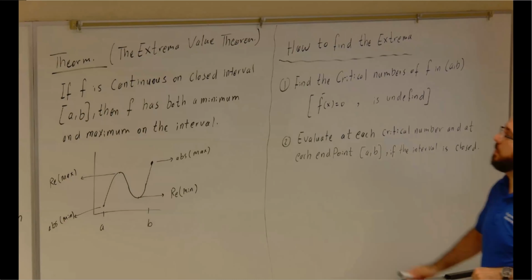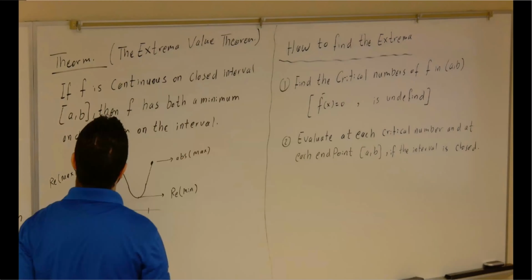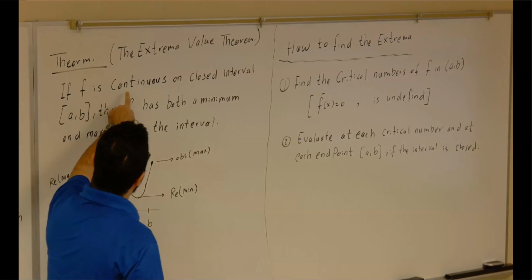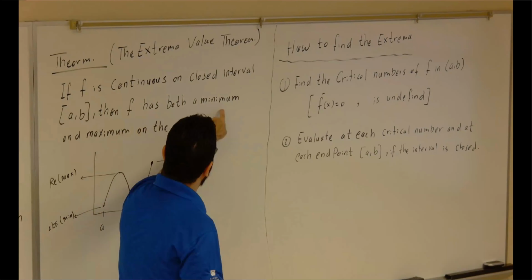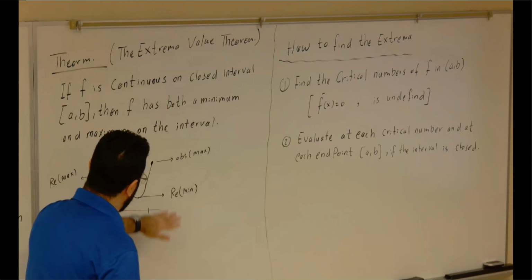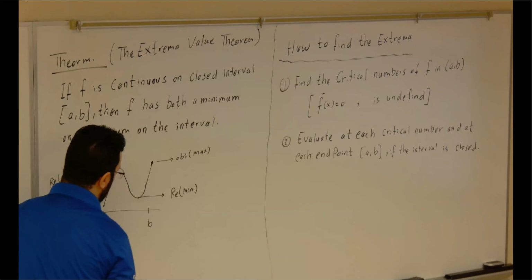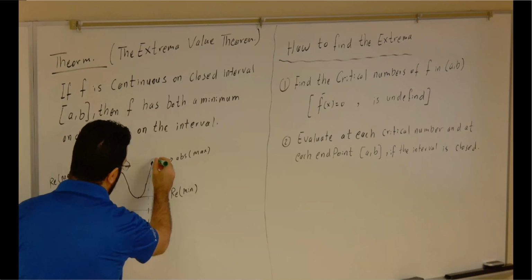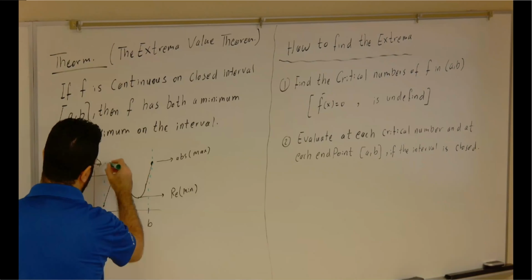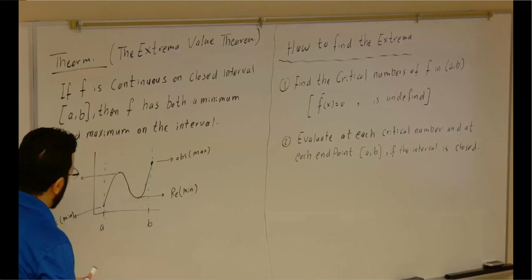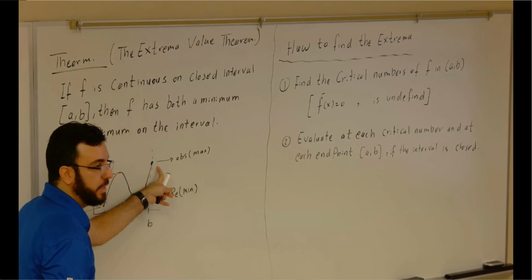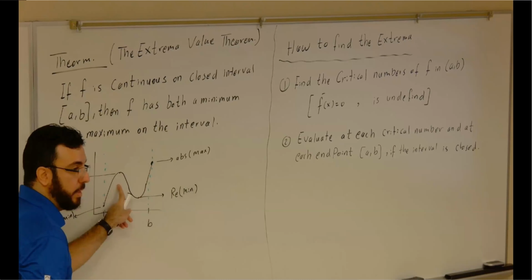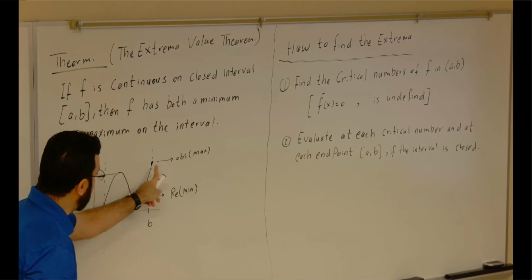So the extreme value theorem. If f is continuous on a closed interval [A, B], then f has both a maximum and a minimum in the interval. Check this example. Here's the interval A and B, closed interval. So check here. This is the maximum one. Here's the absolute max, because I have two maximum points. This is the maximum one, the extrema one.